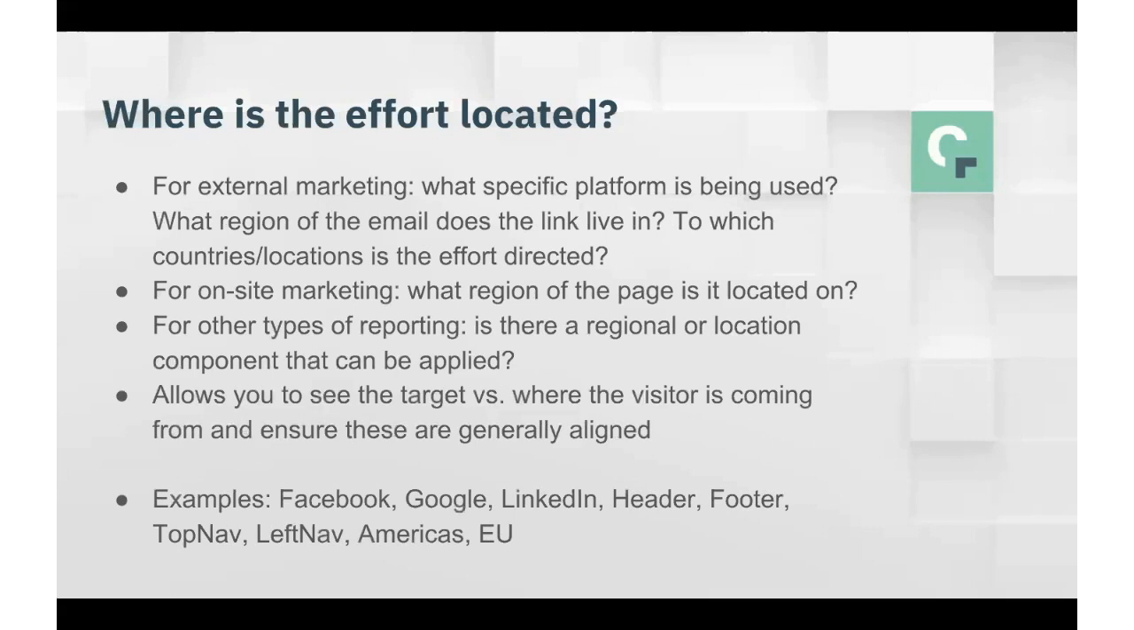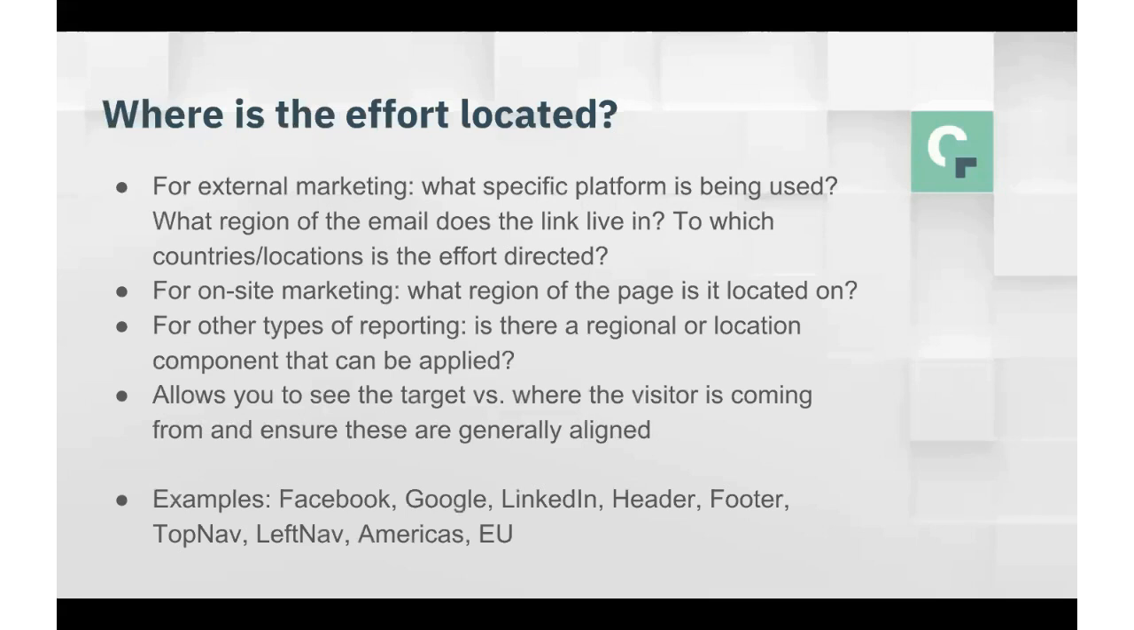The third step, you want to determine where the effort is located. Again, this can take shape differently depending on how it's applied. In the case of external marketing, you might ask which specific platform is being used to perform this marketing. In terms of an email, you might ask which region of the email the link lives in, or perhaps which countries or locations the marketing effort is being directed to.